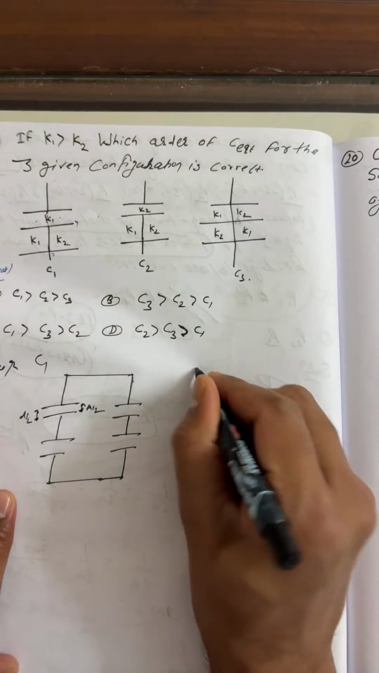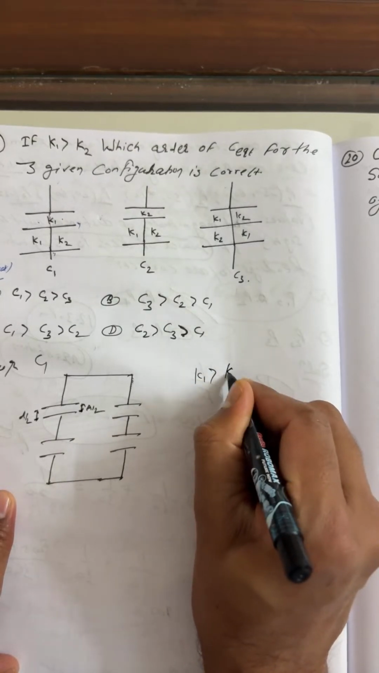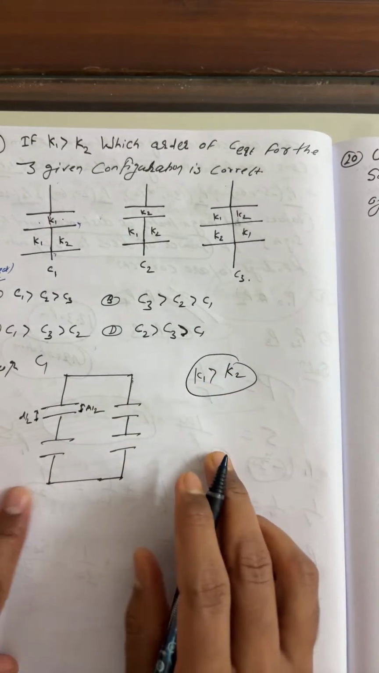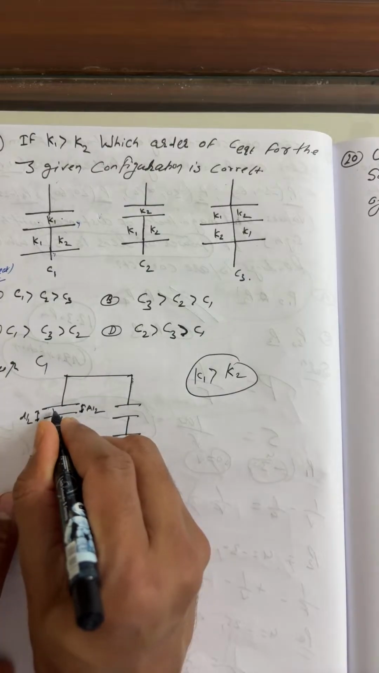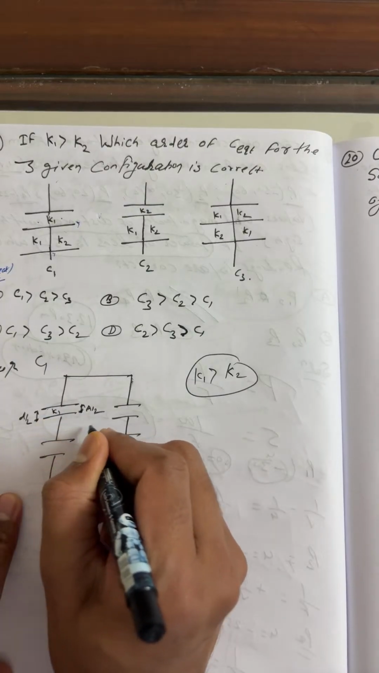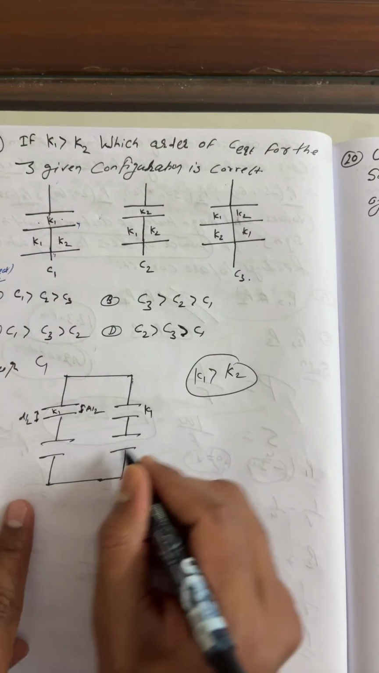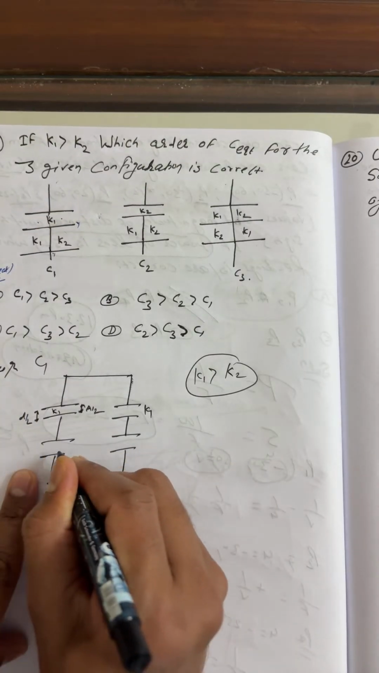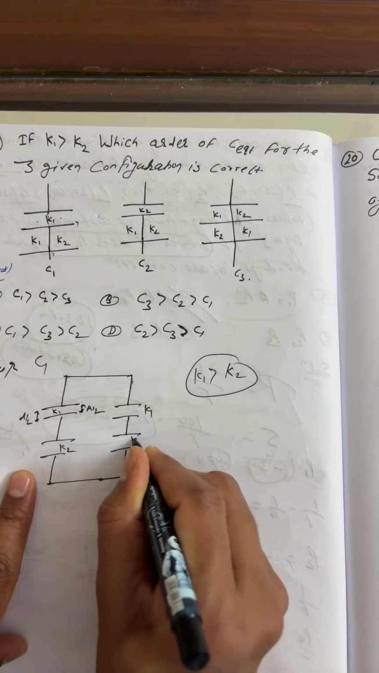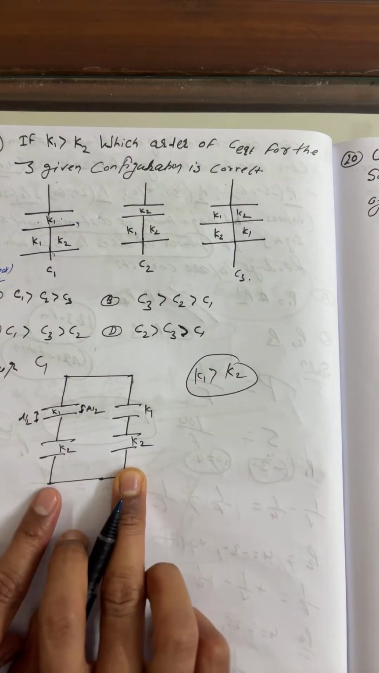This is K1 is greater than K2. K1 is greater than K2, right? So student, this remains K1. This is my dear K2, and this is my dear K1, K2 as well.